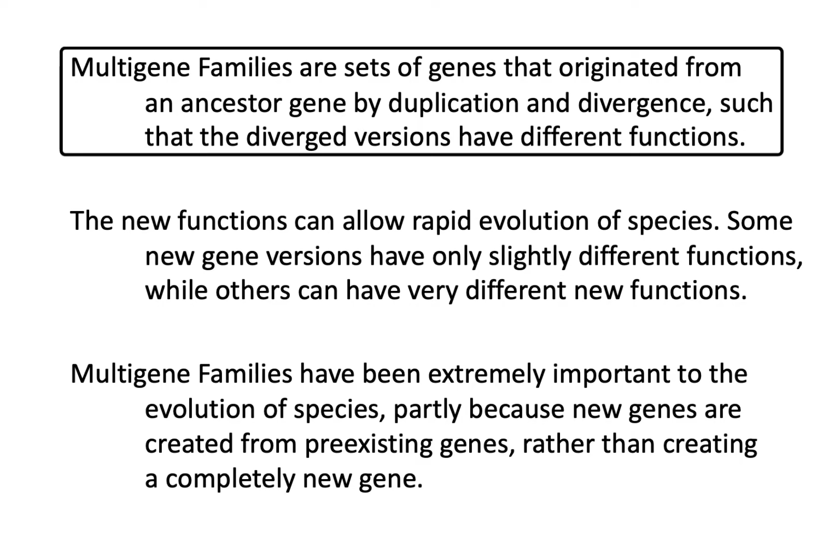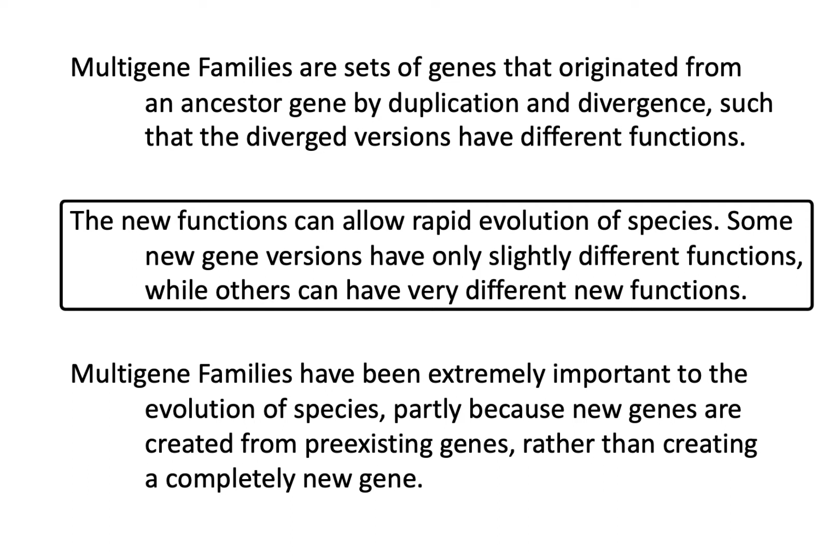Multigene families are sets of genes that originated from an ancestor gene by duplication and divergence, so that each of the derived versions have evolved different functions, sometimes very different functions. The new functions can allow rapid evolution of species. Some new gene versions have only slightly different functions, while others can have vastly different functions. And so many evolutionary innovations and changes have been the result of these duplications.